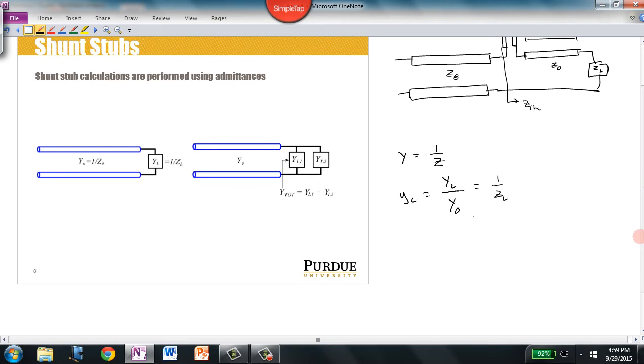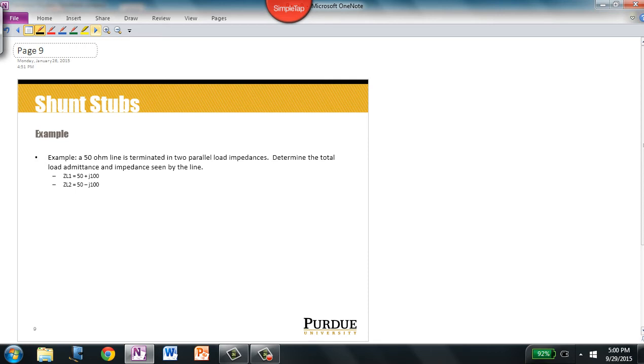And you'll recall, just to refresh you, that admittances have two parts. Y is equal to G plus jB. This is conductance and susceptance, right? And so we'll just do a quick refresher on admittances. We've got a 50 ohm terminated transmission line, and it's got two parallel load impedances, and we want to determine the total load impedance as seen by the line.